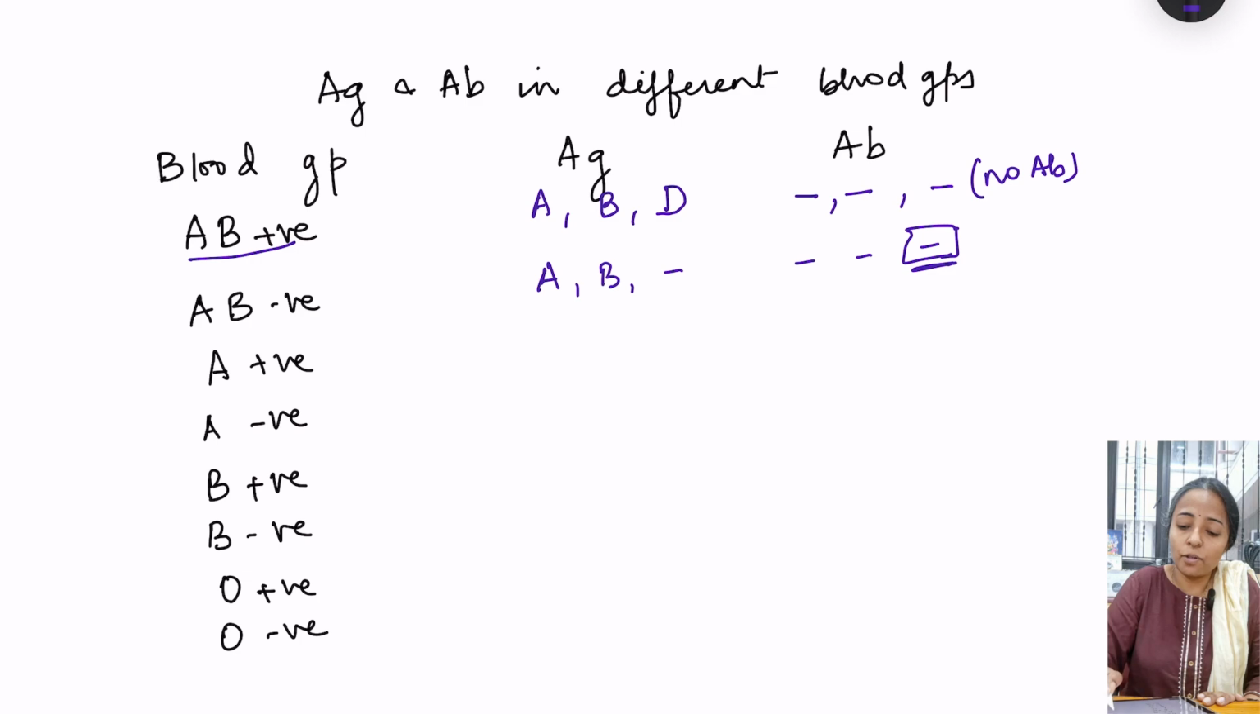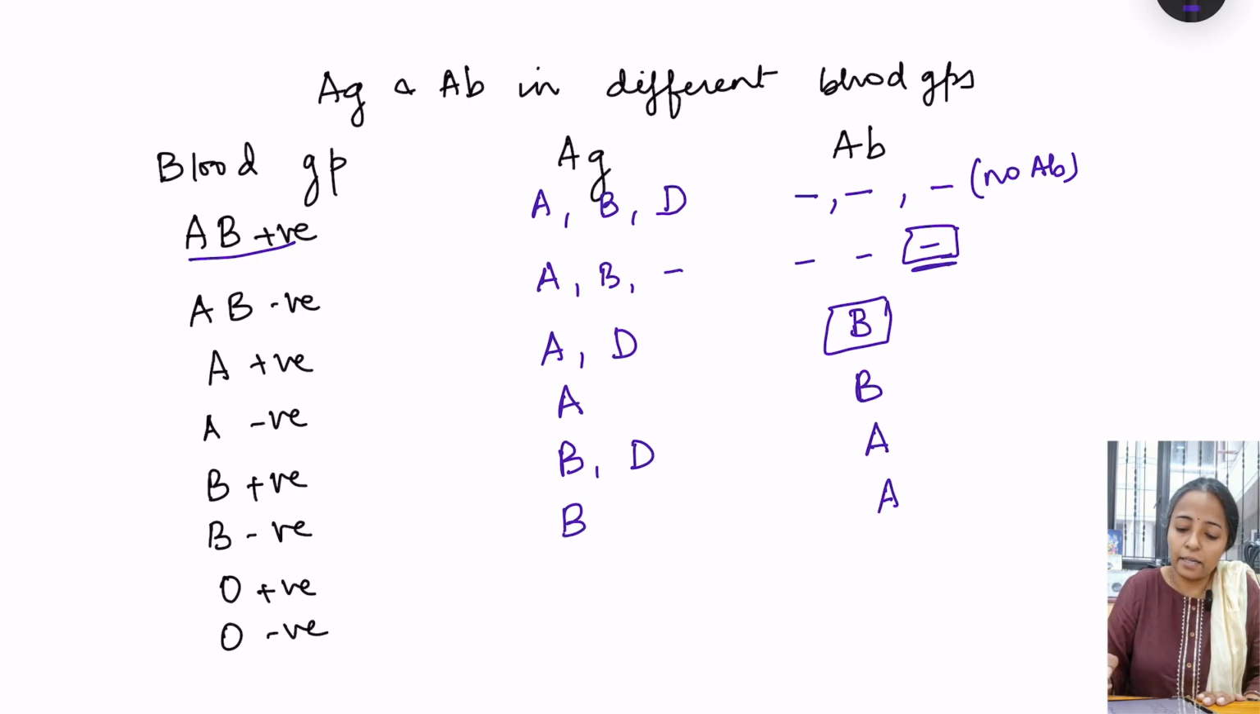A positive, what will be the antigens? A and D. What will be the antibody? B will be the antibody. A negative, similarly you do for all. Let us quickly do A negative: A antigen, B antibody. B positive: B antigen and D antigen, antibody will be A. B negative: B antigen, A antibody.